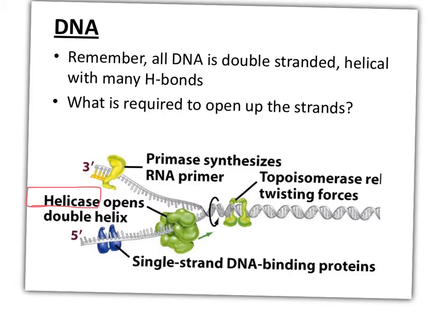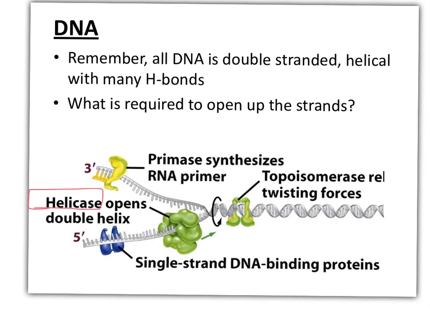So here it's called opening up the double helix. That's its job, to make sure the hydrogen bonds between the two strands are separated, and now you can get all the enzymes in there to carry out replication. However, when helicase does its job, right where they're showing this circle arrow, that develops tension.